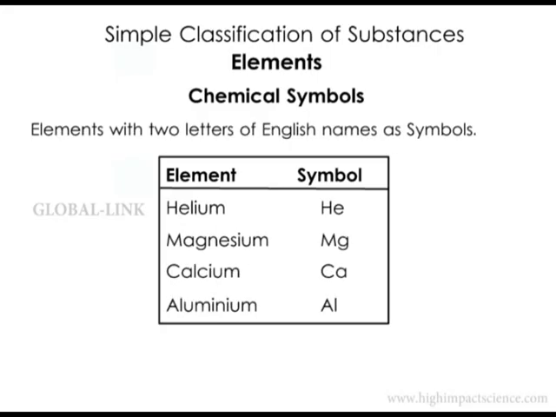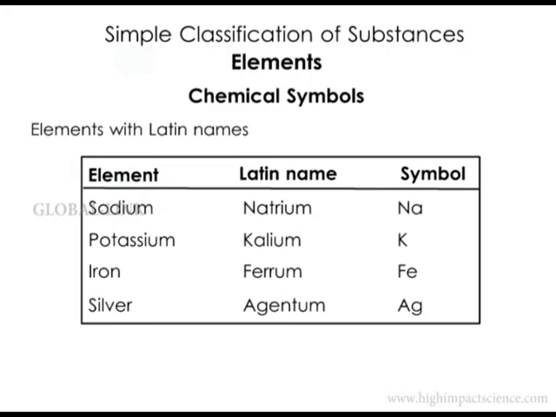Elements with two letters of their English names include helium, magnesium, calcium, aluminium, and others. Elements with names derived from Latin include sodium, which is known as natrium, potassium, which is known as kalium, iron, known as ferrum, silver known as argentum, and many others.